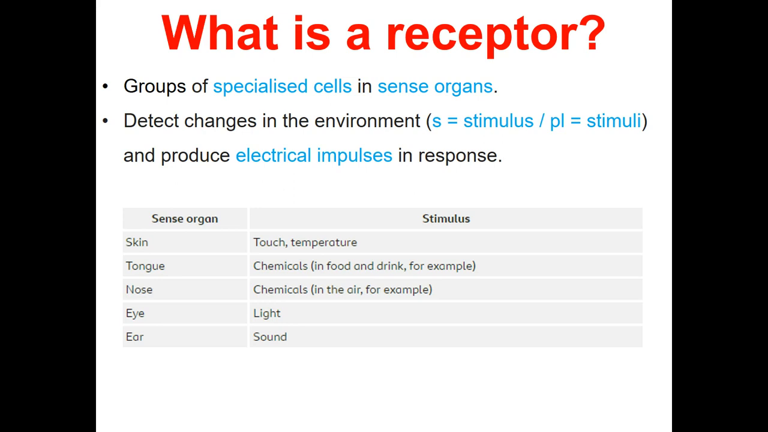Different receptors detect different stimuli. For example, receptors in the skin detect touch and temperature. Receptors in the tongue detect chemicals in food and drink. Receptors in the nose detect chemicals in the air. Receptors in the eye detect light. And receptors in the ear detect sound.